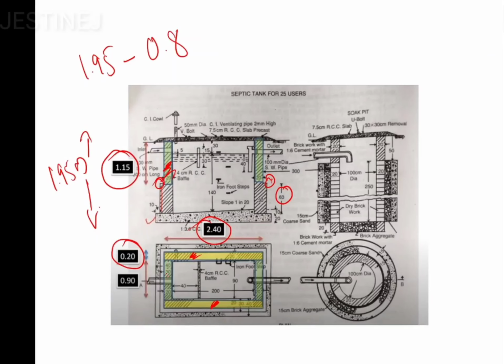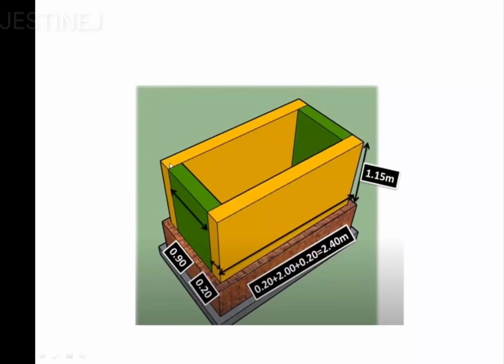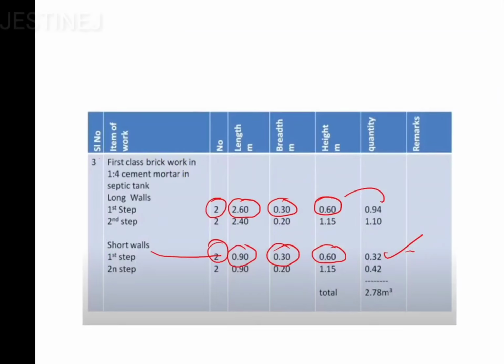Then for the shorter walls, you can observe that the length is going to be 0.9, the thickness is going to be 0.2, and the height is going to be 1.15. So this is the diagram, you can easily observe. Here it is mentioned in the second step that these values, that is 2, 2.4, likewise all the values are mentioned here.